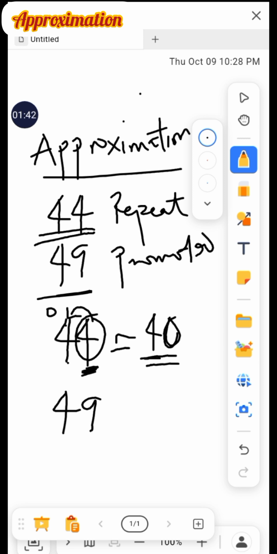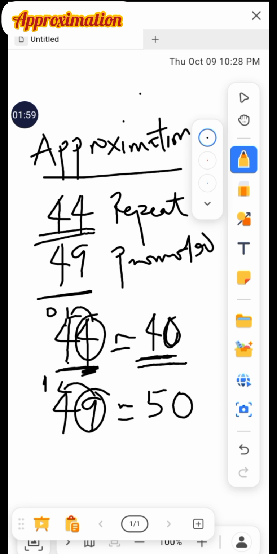So the person who got 44 has his score approximated to 40, while the person who scored 49, because 9 is in the category of numbers above 5, when you use 9 for approximation, it will add 1, and this turns to 0. So 4 plus 1, that will be 5, and we have 0. That's why somebody who got 44 was asked to repeat because he got 40, and 40 is not a pass mark, while somebody who got 49 was asked to be promoted as a result of approximation. And when you do the approximation, it leads to 50.